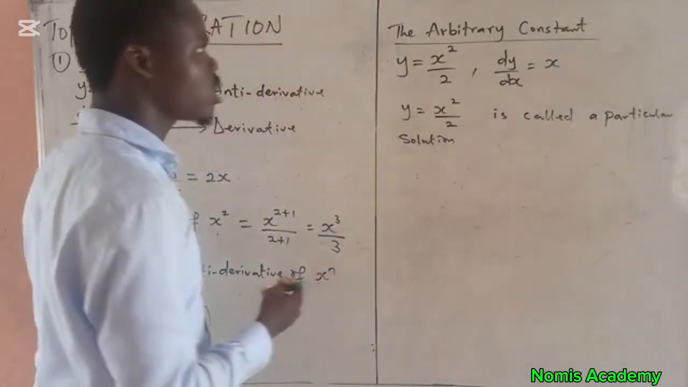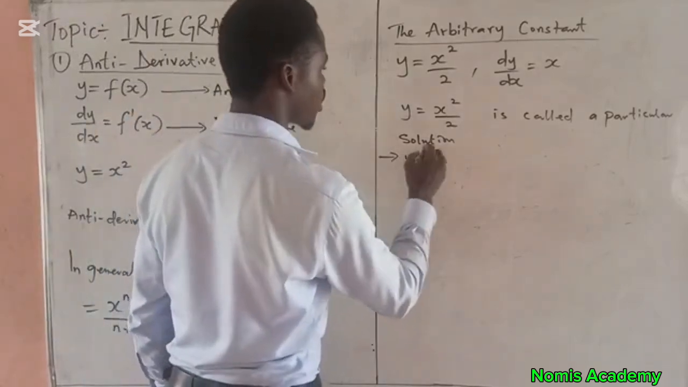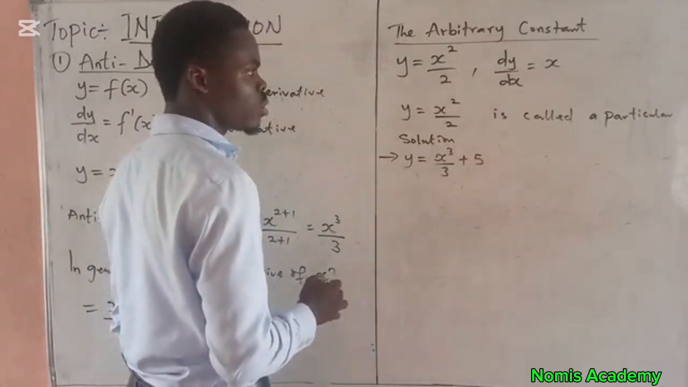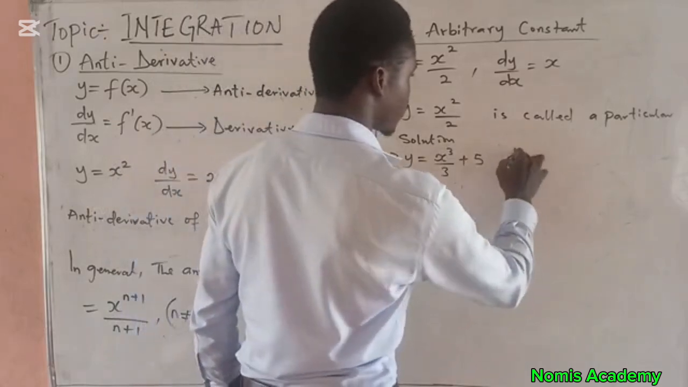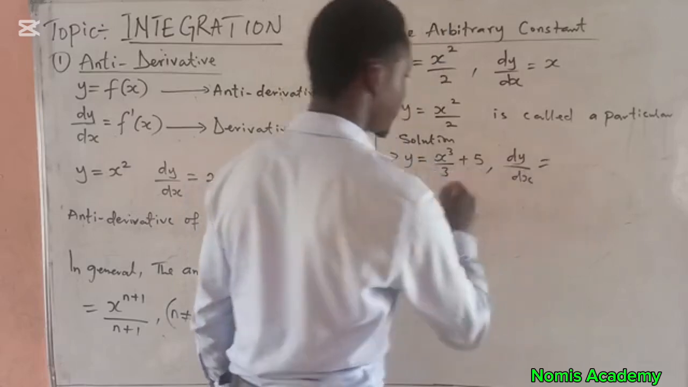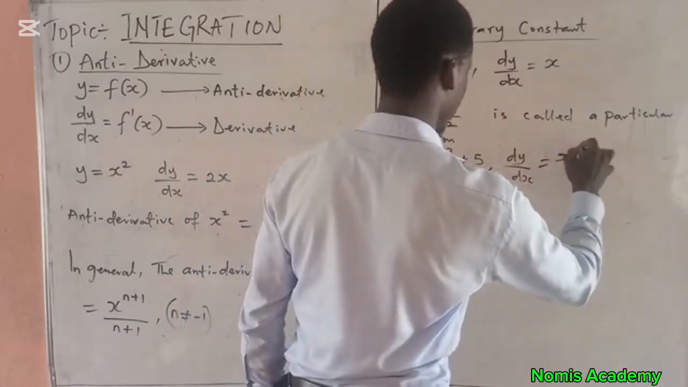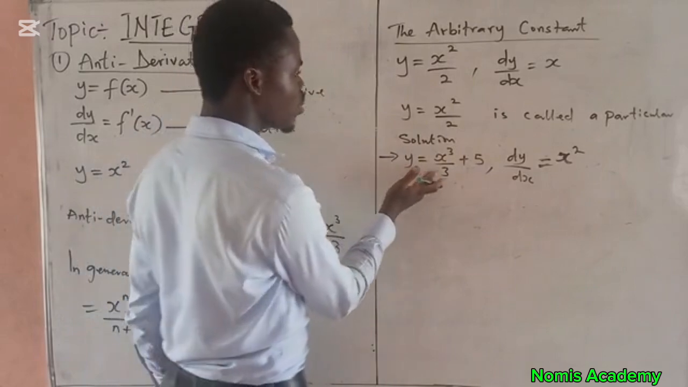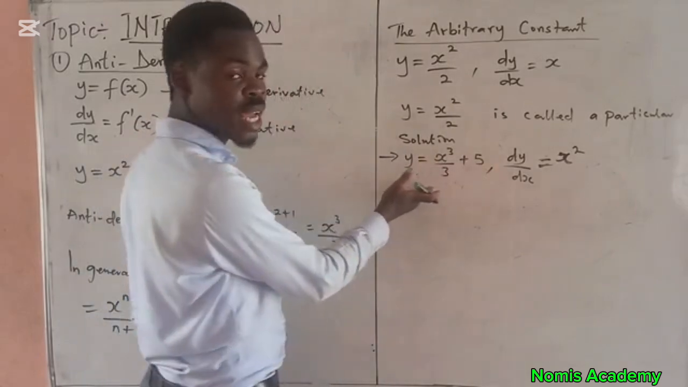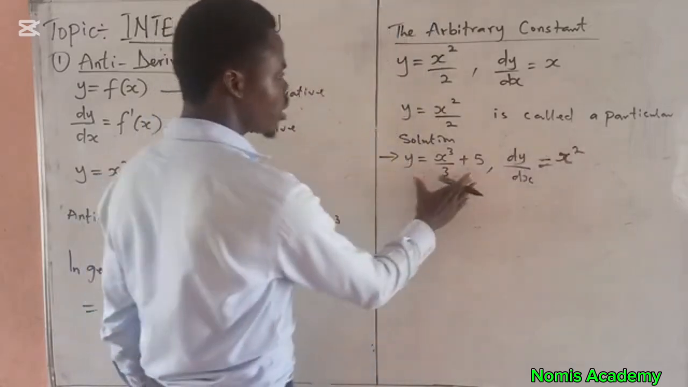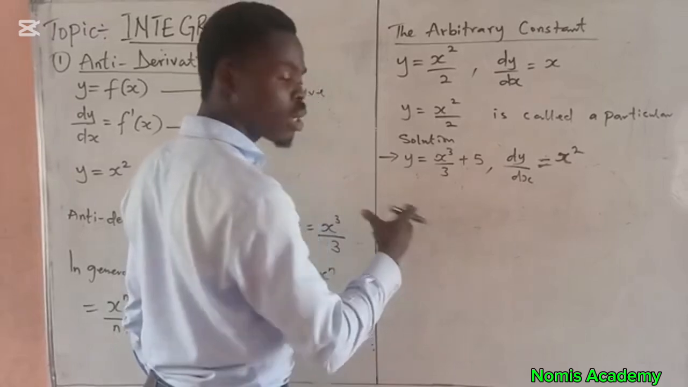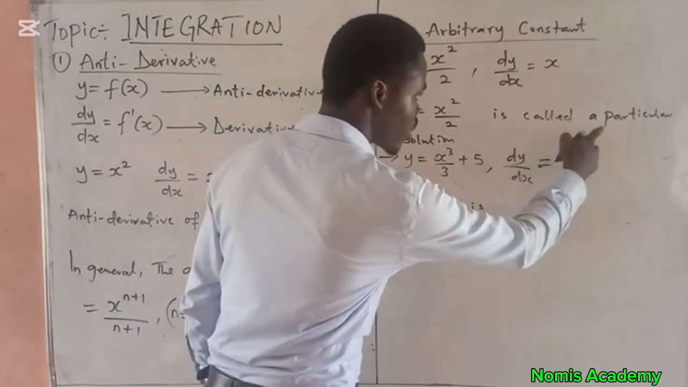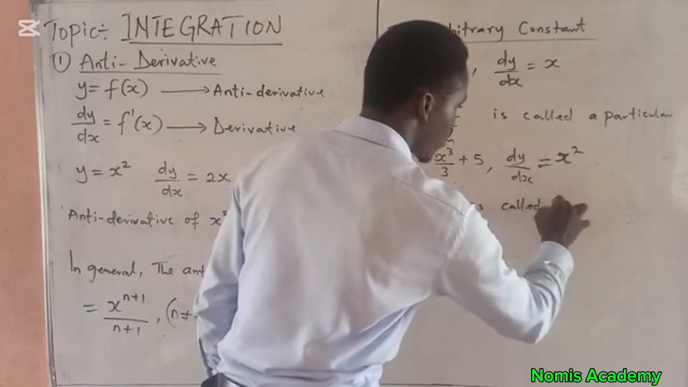Let's use a more detailed example. We have y equal to x cubed over 3 plus 5. Now, we say that dy over dx of the function will be x squared. Meanwhile, y equal to x cubed over 3 plus 5 is the antiderivative of this. We call this a particular solution of the function. This x cubed over 3 plus 5 is called the particular solution.